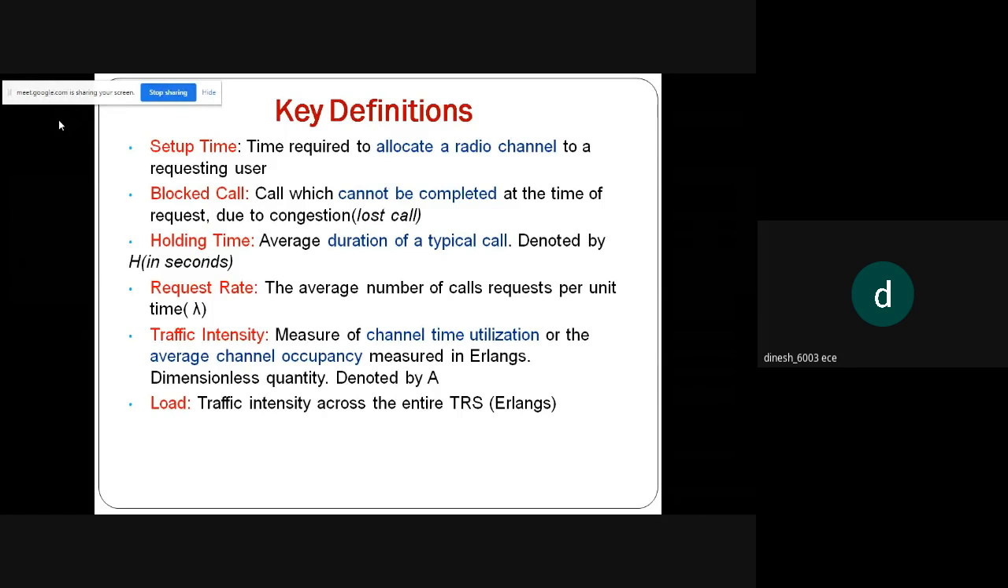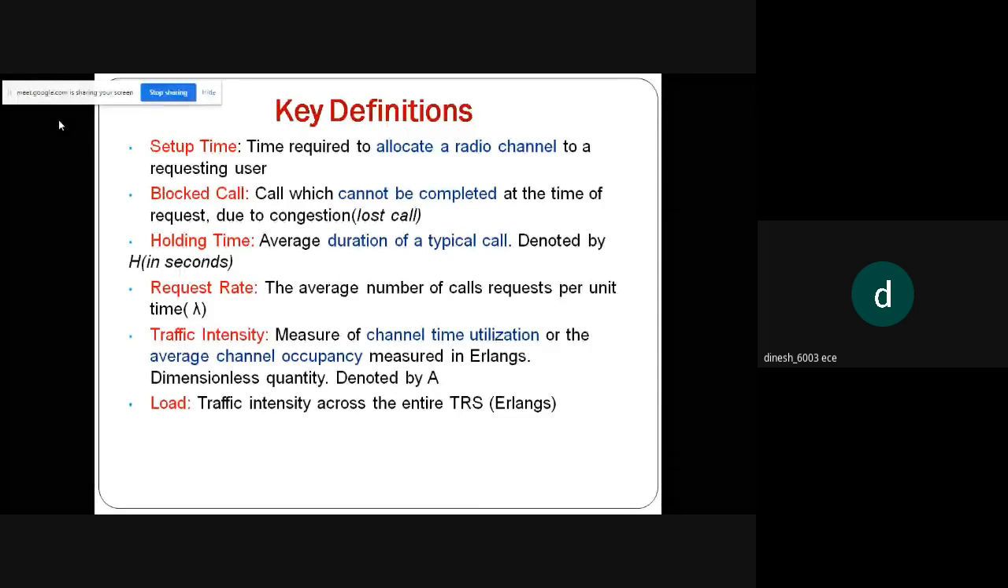Next is the blocked call. So a call which cannot be completed at the time of request due to congestion is called a blocked call, or it is called a lost call. So when a call is in progress, and without the request being made by the users, the call gets disconnected due to congestion or traffic, it is called a blocked call.